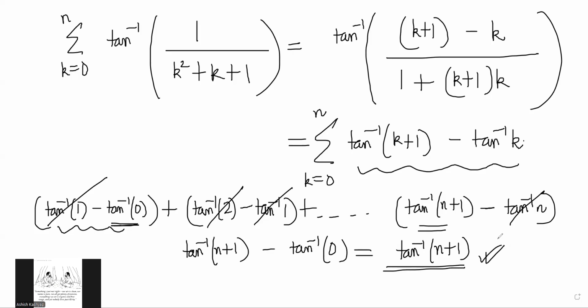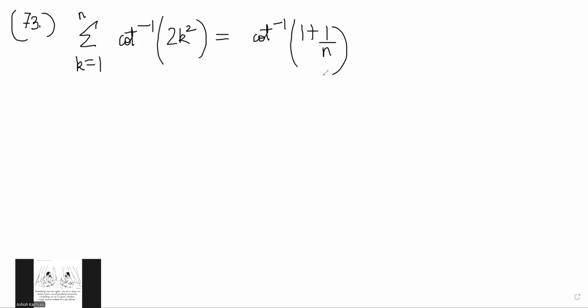Yes, sir. You need to understand the inverse formula, how we get the inverse formula, and you need to understand the method of telescoping series. And the same thing happens in question 73. The only difference is that you have a cot inverse, but cot inverse and tan inverse have a nice connection. We have to prove that this is equal to cot inverse of 1 plus 1 by n. So first thing that you should know is that cot inverse of x is equal to tan inverse of 1 by x.